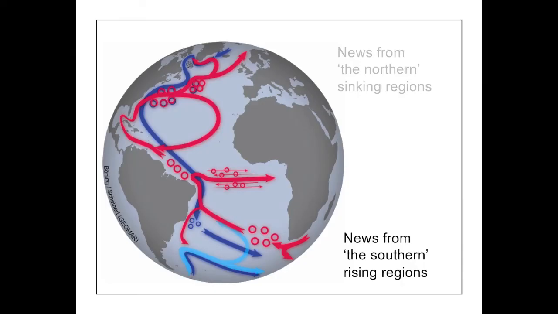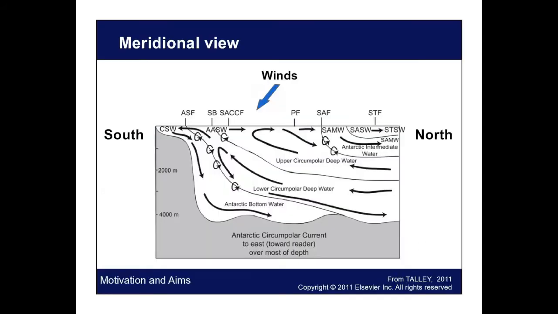So, news from the southern rising regions. Clearly, wind plays a role. Stefan and others have done some good modeling that showed us that if you have winds, the way we have it in the southern hemisphere, it pulls up some of the deep water. So there's mechanical upwelling. And then lots of things happen here in the south. For one, the winds are important for the mean and also for the mixing.